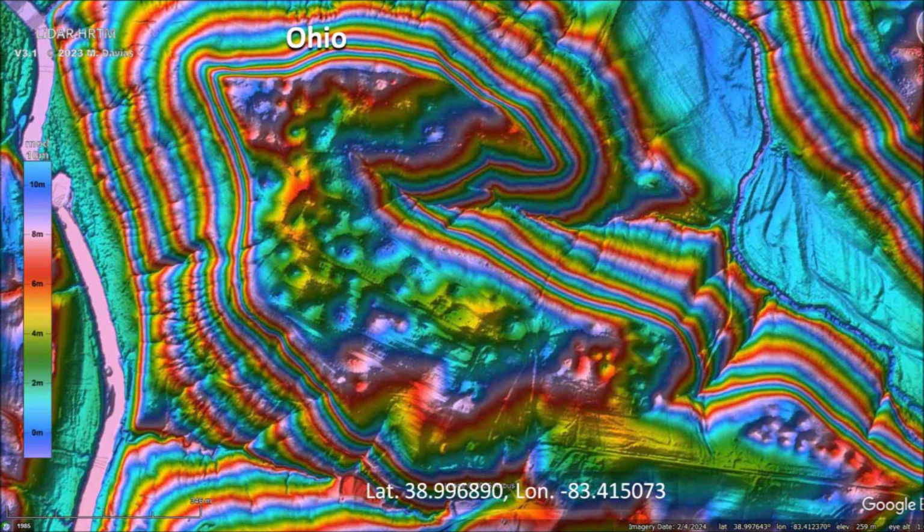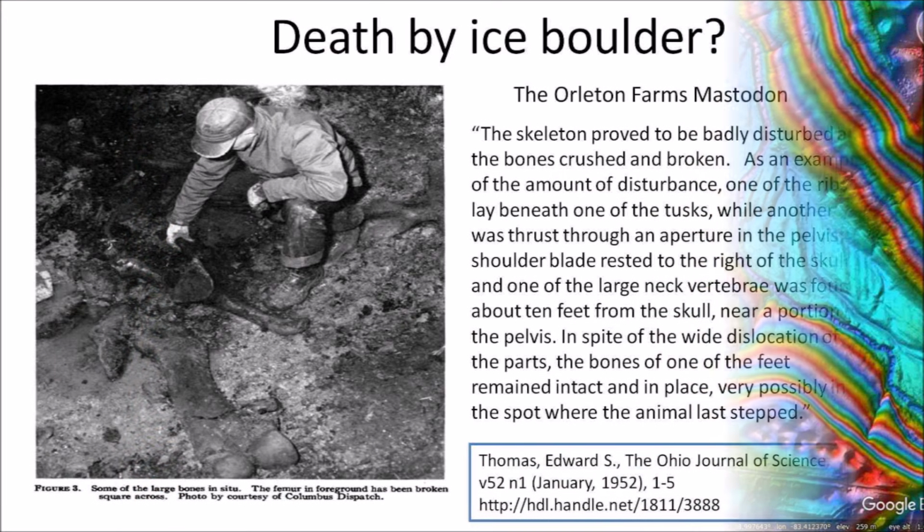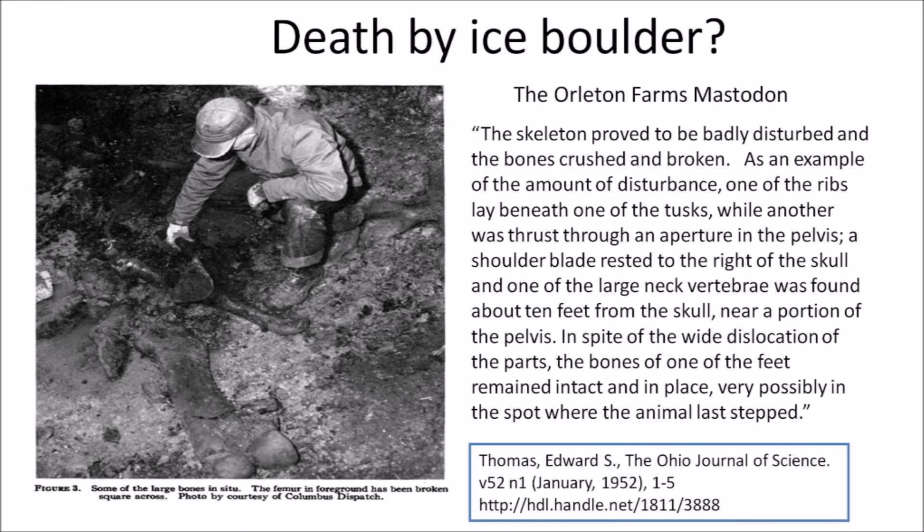The ice boulders that made these indentations had a lot of kinetic energy. The description of the Orleton Farms mastodon shows that it suffered a violent death. The caption of the figure says that the femur has been broken square across. The report says the skeleton proved to be badly disturbed and the bones crushed and broken. As an example of the amount of disturbance, one of the ribs lay beneath one of the tusks, while another was thrust through an aperture in the pelvis.